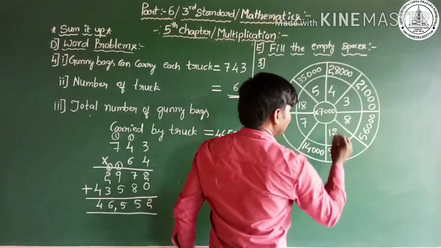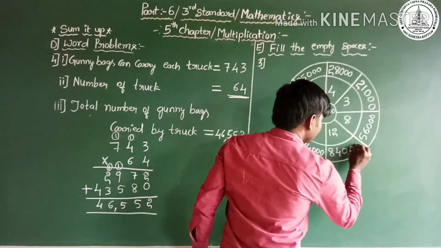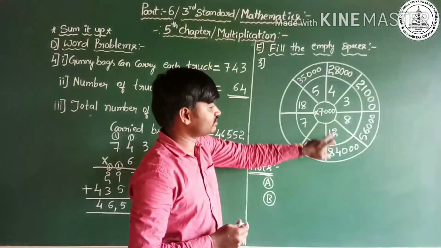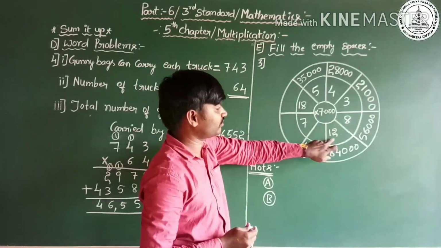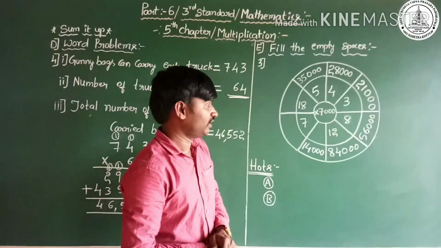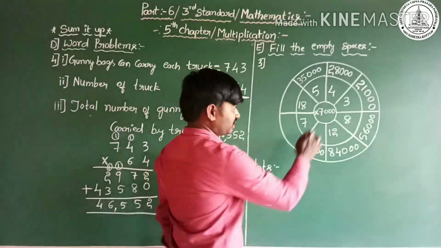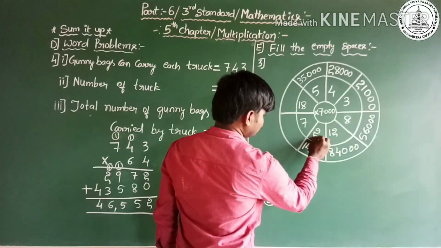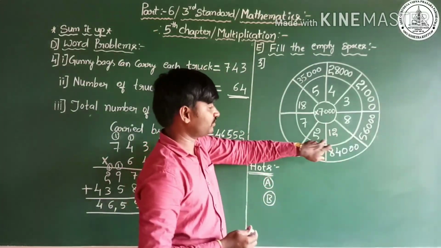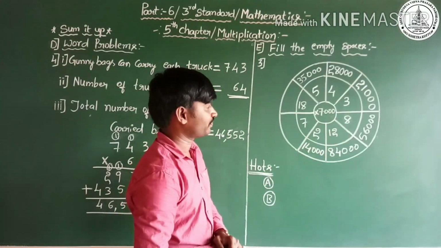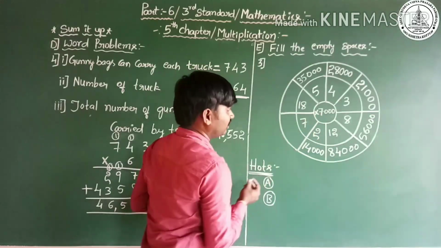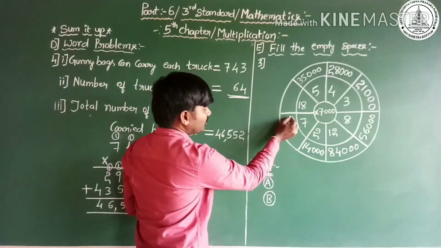84. The next, how many zeros? 3 zeros, 1 2 3. Yes, 7 12s are 84. It means 7,000 12s are 84,000. Here 7,000, here 14,000. It means 7 2s are 14. Yes dear students, 7,000 2s are 14,000. That's clear. The next, 7 7s are 49. How much dear student? 49,000.